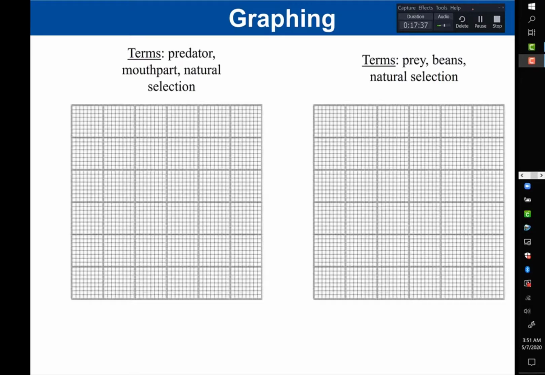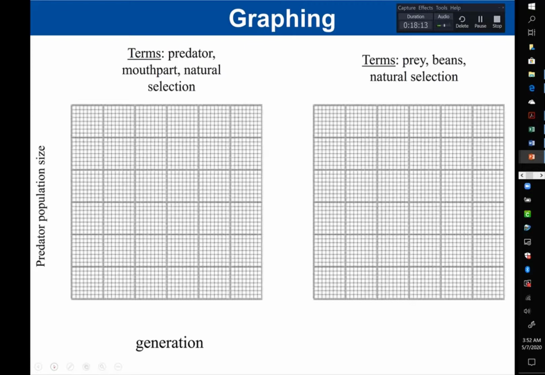So let's start with the predator population. Again, we said that the number of predators, so our predator population size, depends on the generation. And so our predator population size is going to go on our Y, and the X is going to be the generations. And so that's what we have here. Our Y-axis has our predator population size, and our X-axis has our generation.